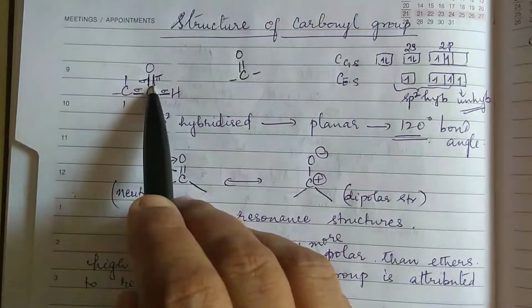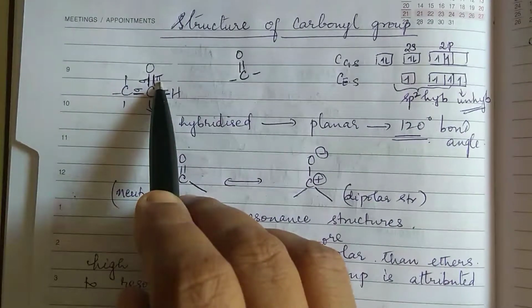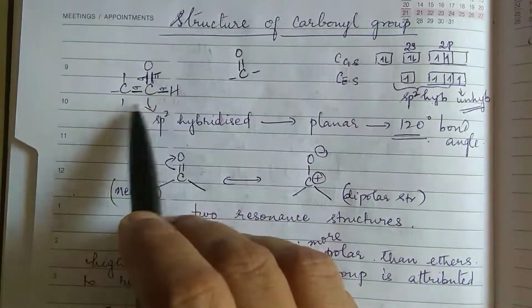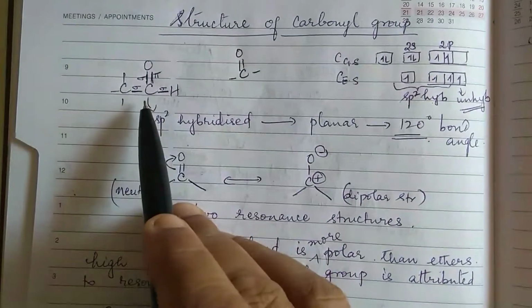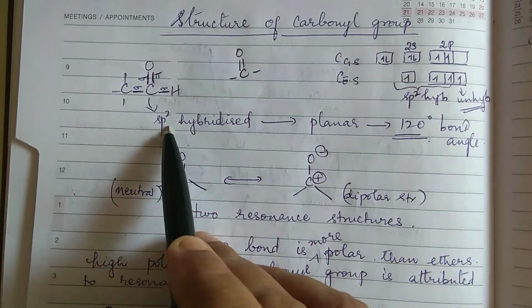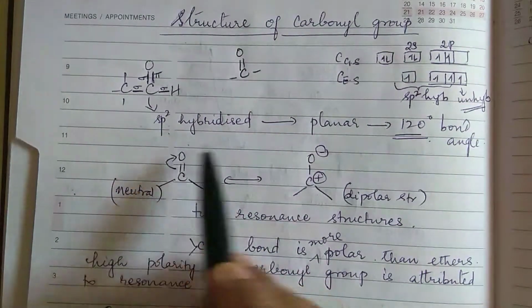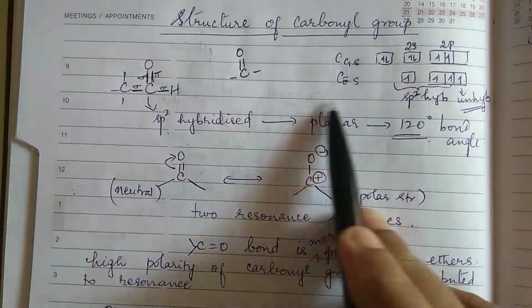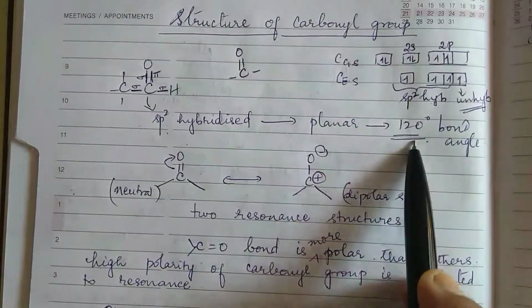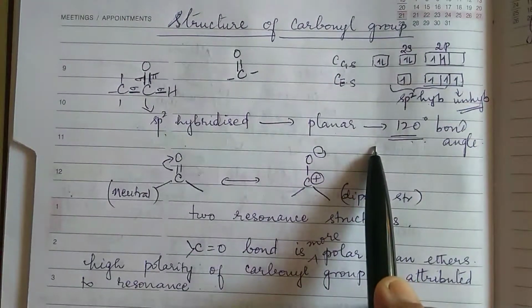But when there is a double bond, one is sigma and the other one is pi. You have learnt this in 11th class. This is not something new to you, you know it. Now any double bonded carbon is sp2 hybridized. This also you know. And what is the geometry of sp2 hybridization? It is planar. And when it is planar, what is the bond angle? It is 120 degrees. So this is what you have to remember.